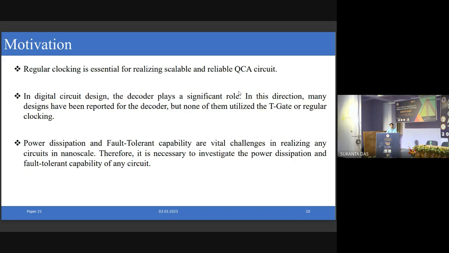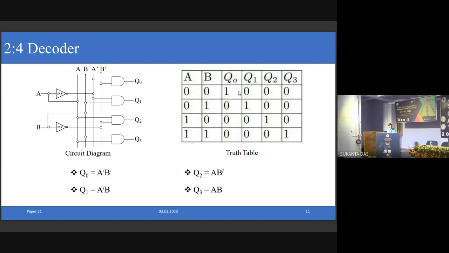Next, the 2:4 decoder. Here the basic schematic diagram is given, and the truth table is given for the 2:4 decoder, with the outputs Q0, Q1, Q2, and Q3. So next, the proposed design.